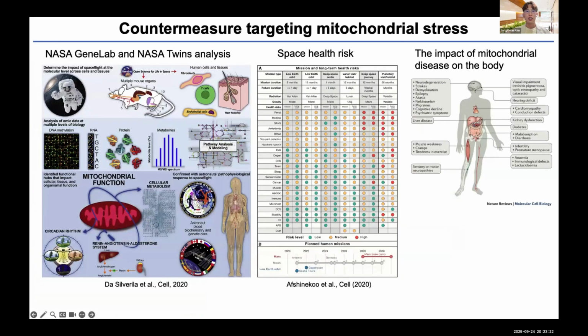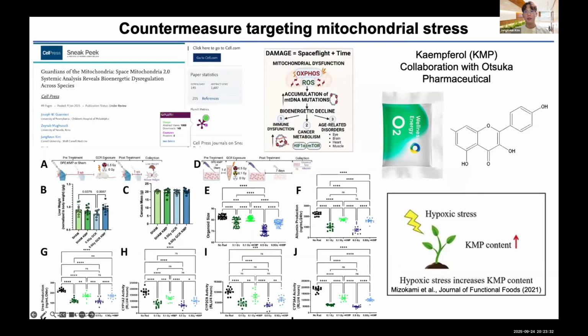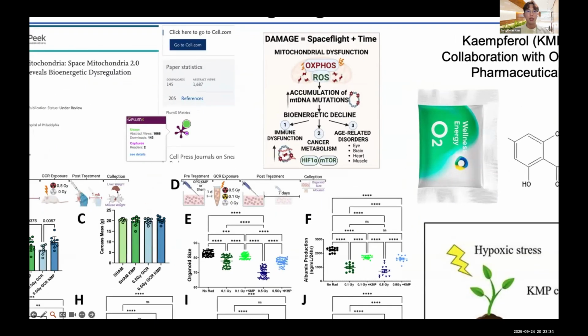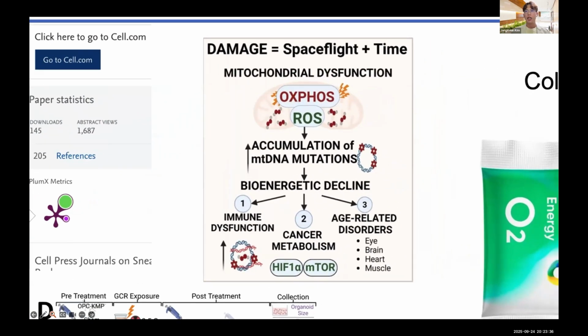Another feature is the mitochondrial stress after spaceflight, and it persists over about 6 months. It's a little bit like long COVID. It is a little bit complicated, but the idea is that mitochondria is the metabolic hub of the cell, a machine generating energy utilizing oxygen.